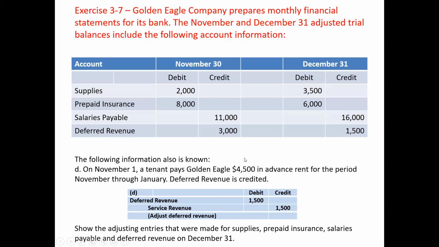Once a month had transpired, they now earned rent revenue. So they probably debited deferred revenue, credited rent revenue. What did they do in December? The same thing happened. Since the tenant paid for 3 months in advance, that means $1,500 a month. So at the end of December, we need to debit our deferred revenue $1,500, and then credit, I called it rent revenue, service revenue for $1,500.